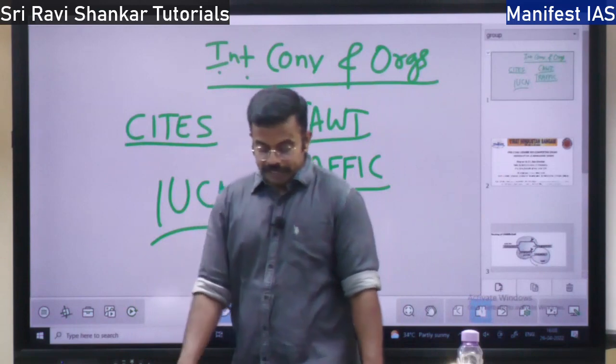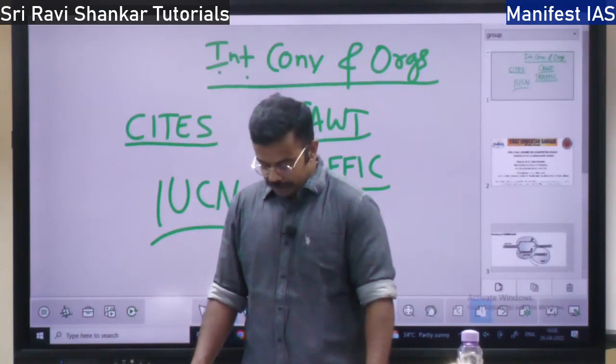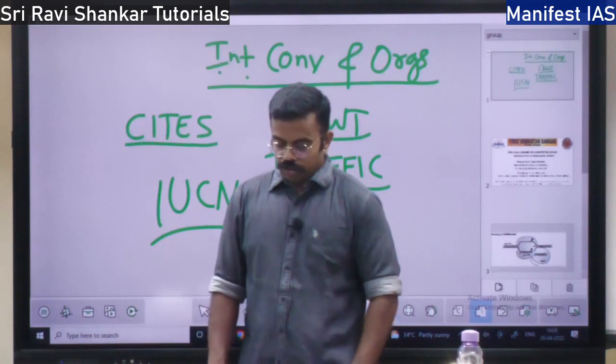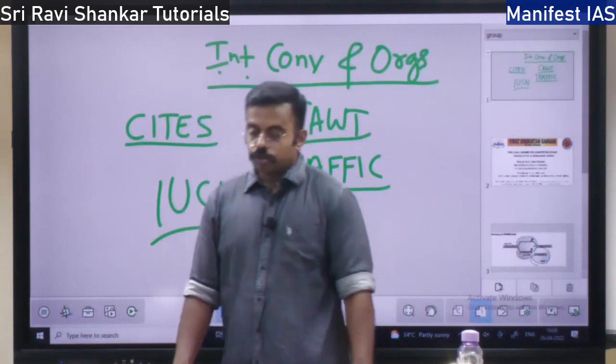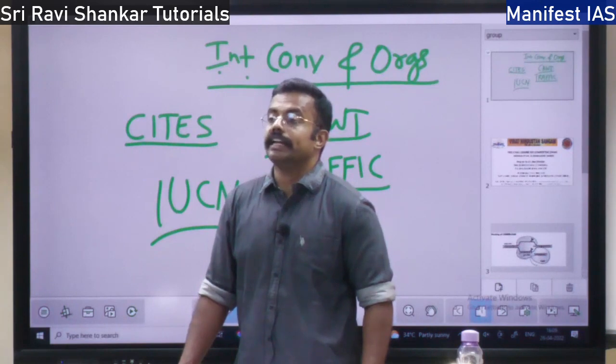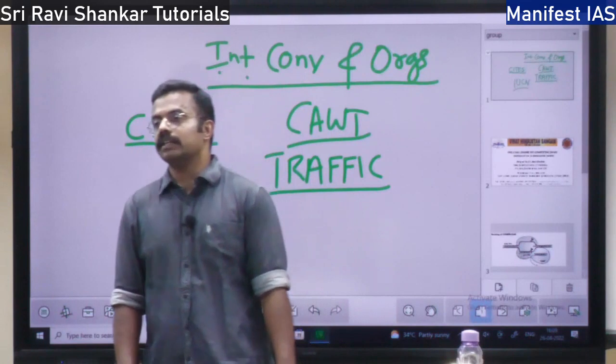This Whaling Commission is an intergovernmental body. Where is the headquarters? It is headquartered in the United Kingdom. That is where the International Whaling Commission is, right? To protect the whales, there is an international convention signed in the year 1946. What is the convention? An agreement is signed.